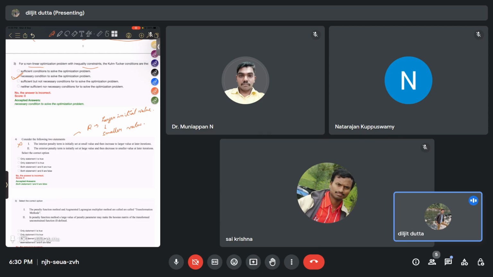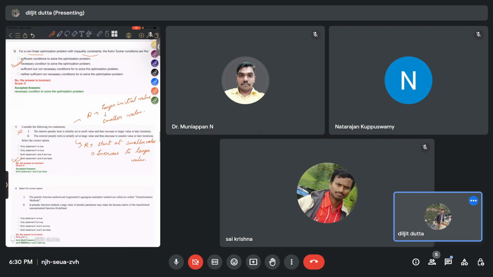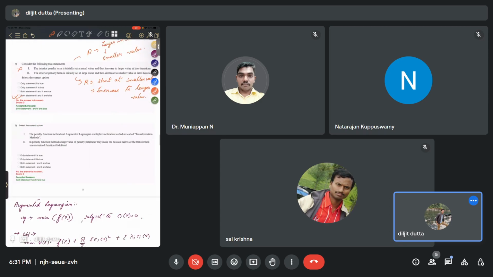For an exterior penalty term, it is initially set at a large value and decreased to a smaller value at later iterations. So this is also false. In this case also, we start at a smaller value and we increase to a larger one. So both statement 1 and statement 2 are false. Okay, let's see the next question.